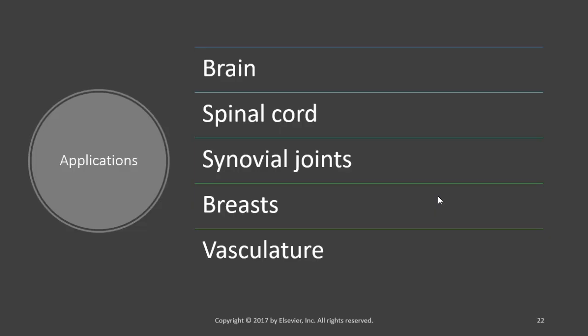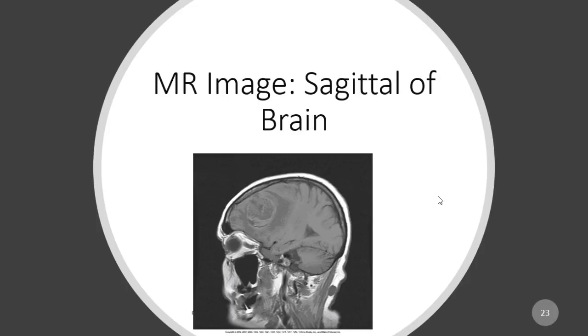So we use them for the brain, spinal cord, joints, breast, vasculature. We pretty much scan abdomens, pelvises. We scan everything in MRI now. So it's used just like CT, and it's getting fast. So we're able to do studies quickly in there.